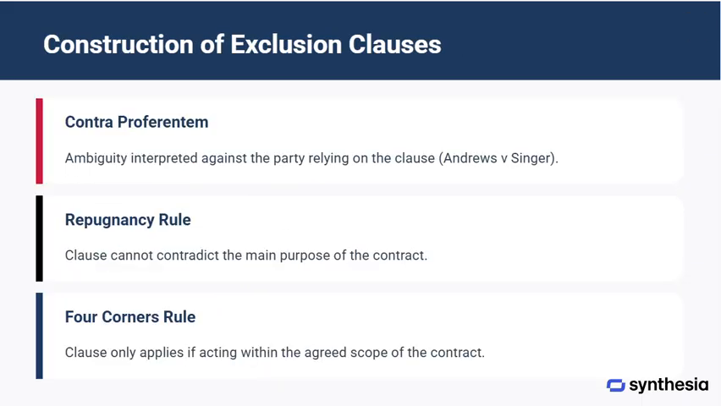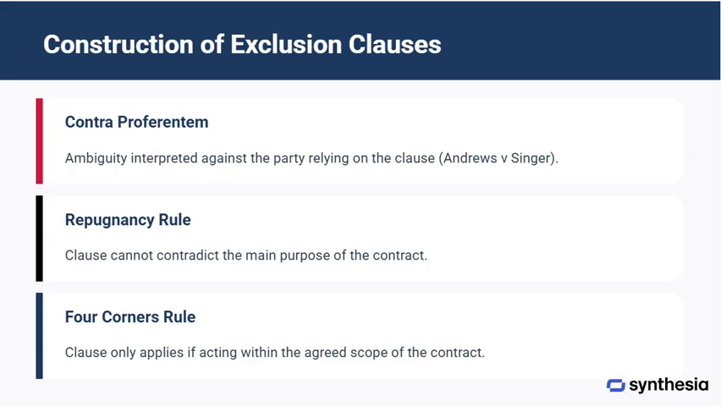Construction of exclusion clauses. Even if incorporated, courts interpret exclusion clauses strictly against the party relying on them. Three key rules. First, contra proferentem. Ambiguity is interpreted against the party relying on the clause. See Andrews v Singer. Second, repugnancy. Rule: the clause cannot contradict the main purpose of the contract. Third, four corners rule. The clause only applies if the party is acting within the agreed scope of the contract.